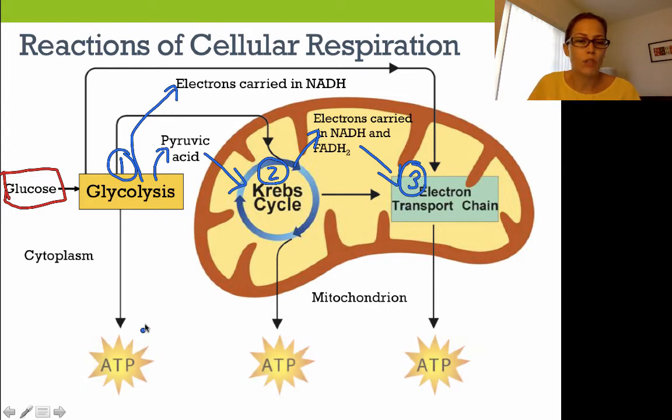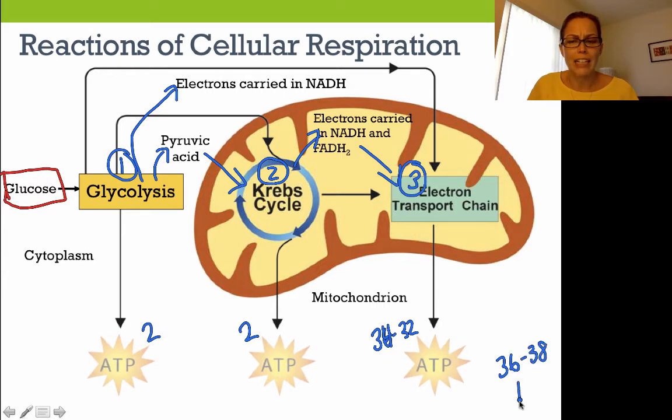Now, each step of aerobic cellular respiration produces ATP. So we get 2 ATP from glycolysis. We're going to get some more, I think another 2 ATP from the Krebs cycle. And then we're going to get anywhere from 34 to 32 ATP from the electron transport chain, which should give us a total of 36 to 38 ATP total for this whole process.